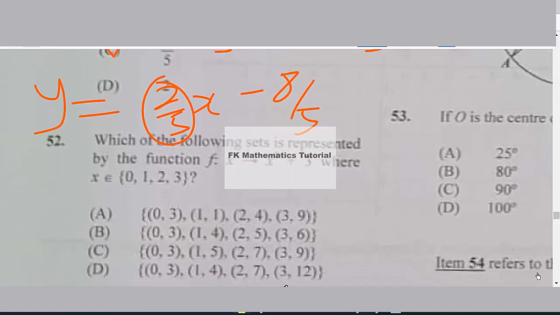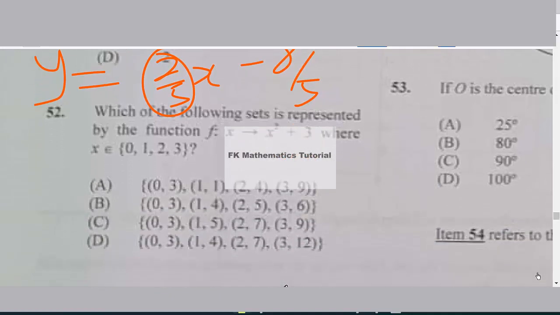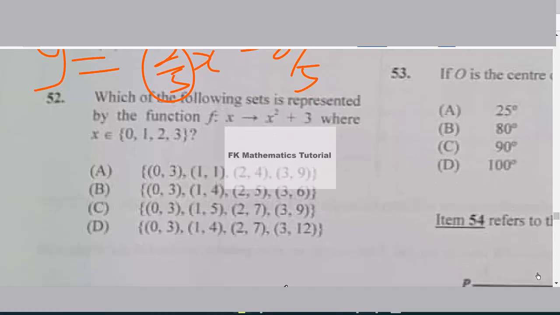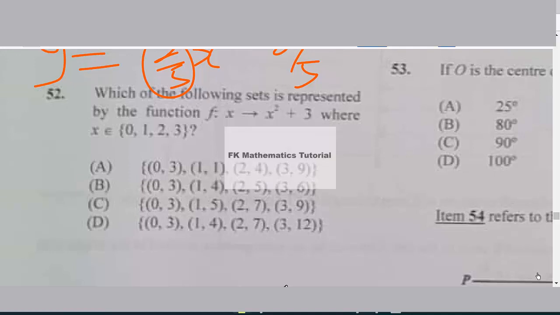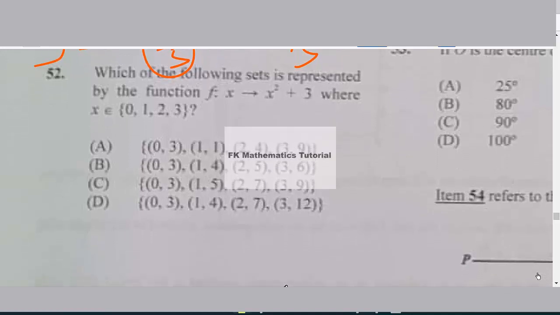Let's look at number 52. Which of the following sets is represented by the function f such that x maps onto x squared plus 3, where x is an element of 0, 1, 2, 3? When we pick 0, we plug it into this function. 0 squared plus 3 is 3, so 0 maps onto 3. Then 1 maps onto 1 squared, which is 1, plus 3, which is 4. So 1 maps onto 4.